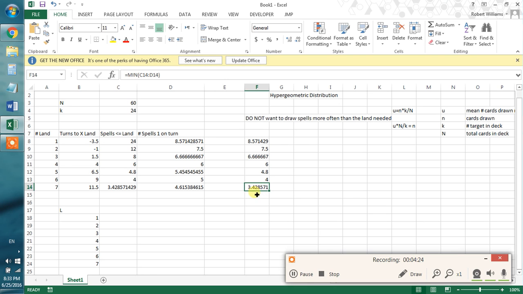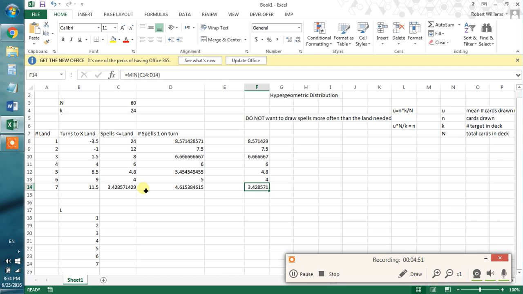but 3 7-drops, again, the mean form of the hypergeometric distribution takes into consideration averages, but that's saying that 63% of the time you'll draw the land by this turn, and on average this is the number of cards you need to not draw the spell until that turn.